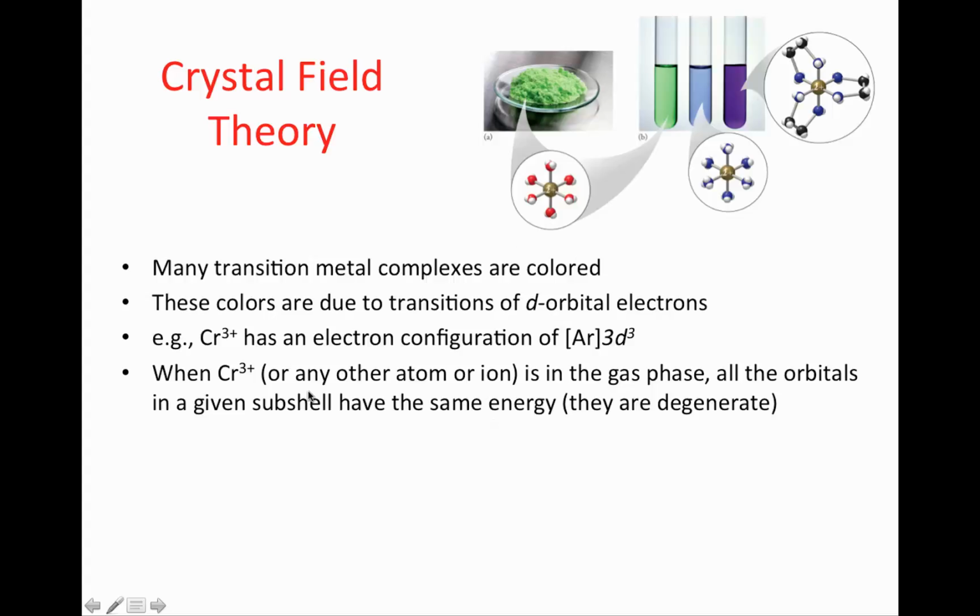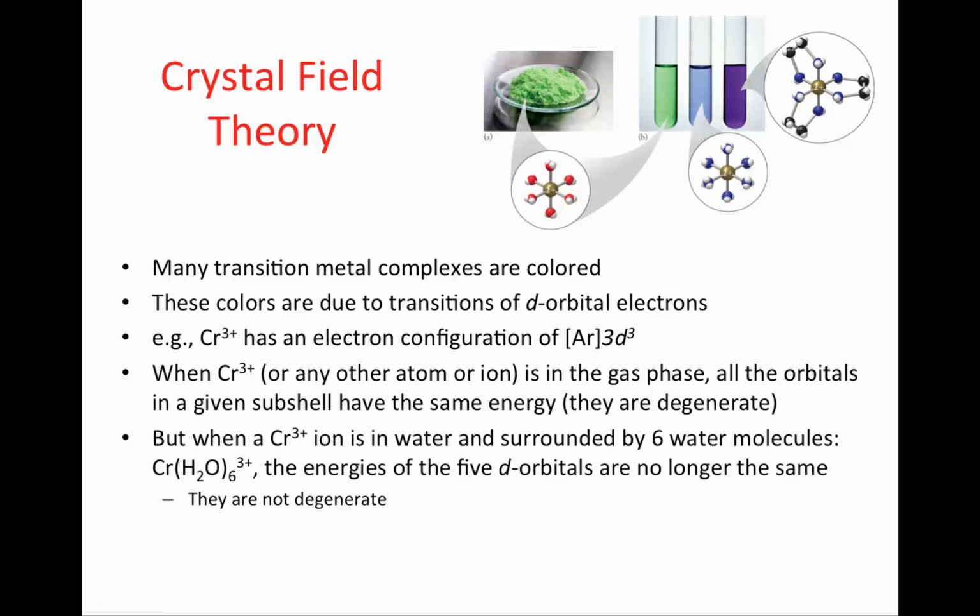As you might imagine, when chromium 3 plus or any other atom or ion is in the gas phase, in other words, when it's all by itself, it has no ligands around it, all of the orbitals in a given subshell have the same energy. And in the chemical world, we say that they are degenerate. So degenerate orbitals are orbitals that have the same energy. I'm sure that you've heard the term before.